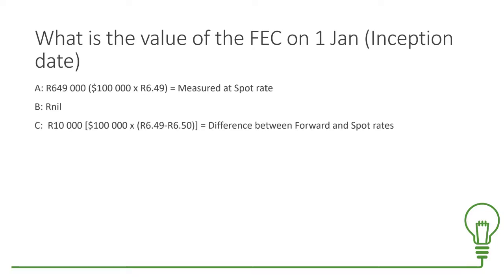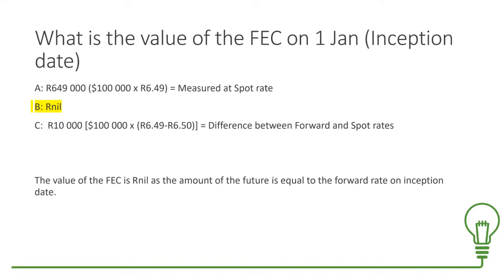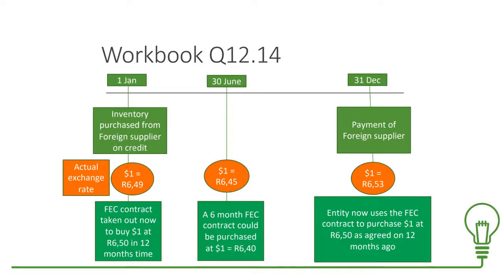The answer is 0. So why is the answer 0 again? The answer is 0 because on that date, the cost of the FEC is equal to the fair value of a similar FEC for a similar amount with the same expiry date. The cost is equal to the fair value, therefore there's nothing for us to record. So it's null. Let's now move on. So far we have processed the journal entry for the creditor. There is no journal entry for the FEC, so we haven't processed anything.